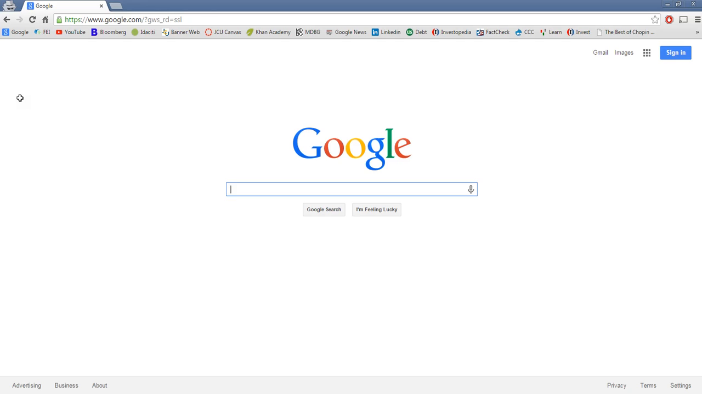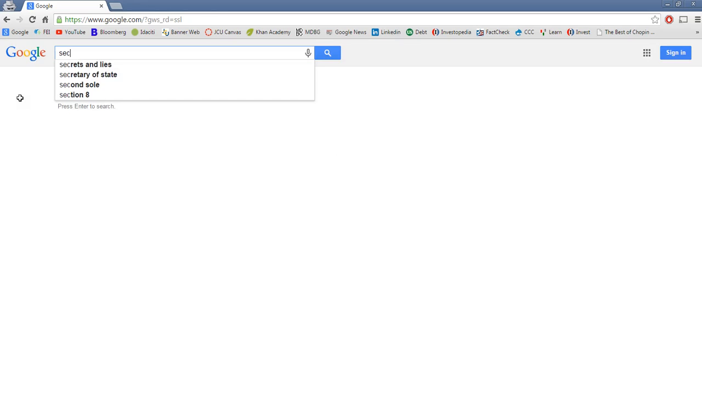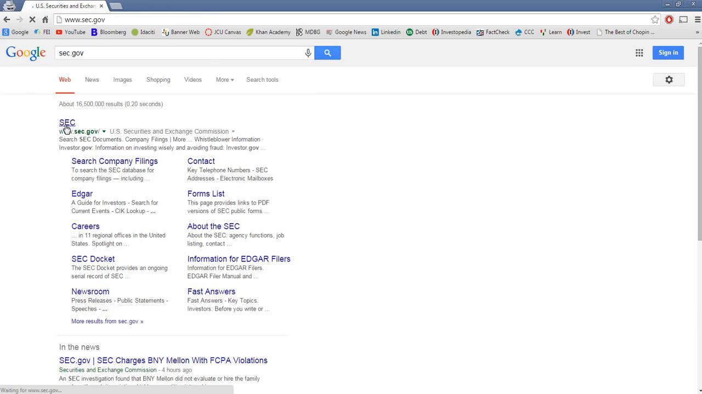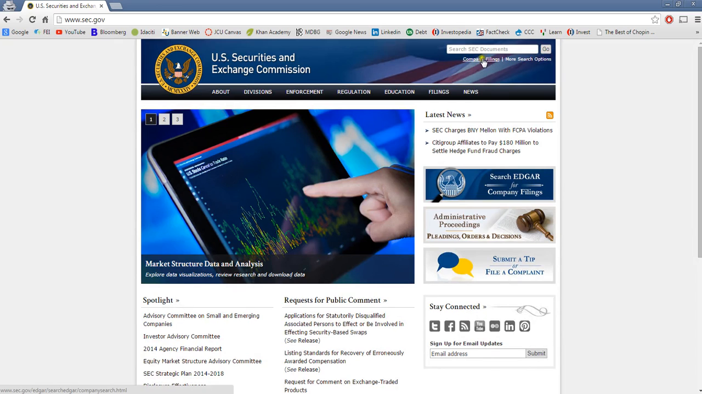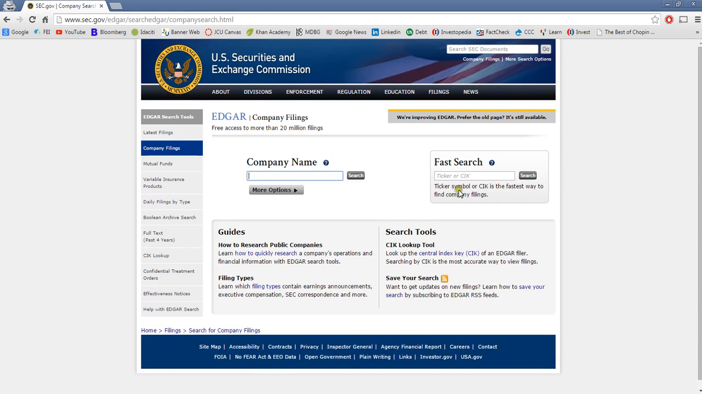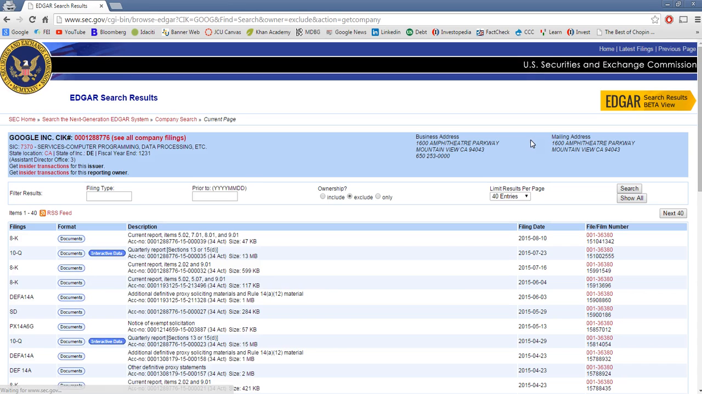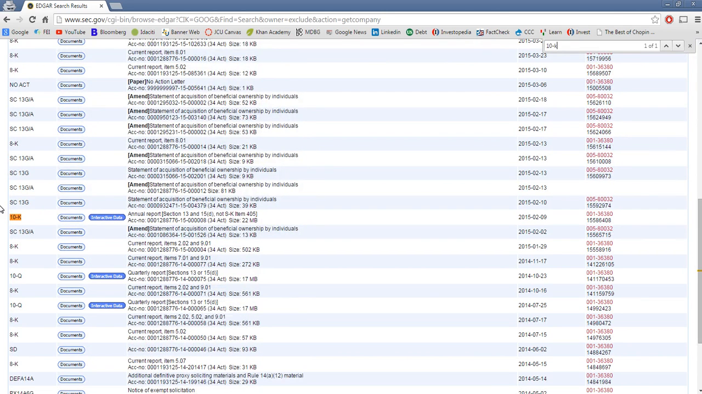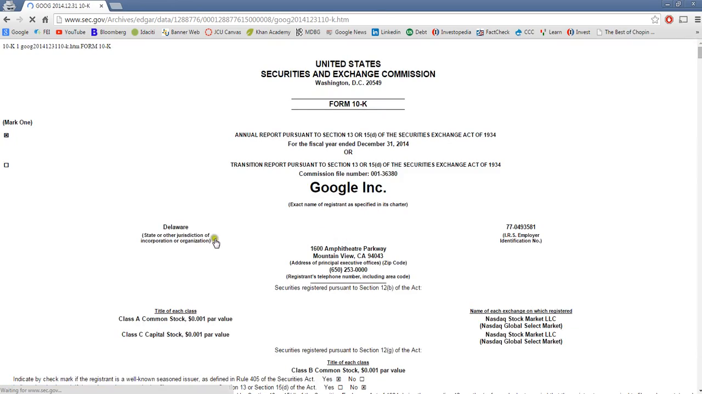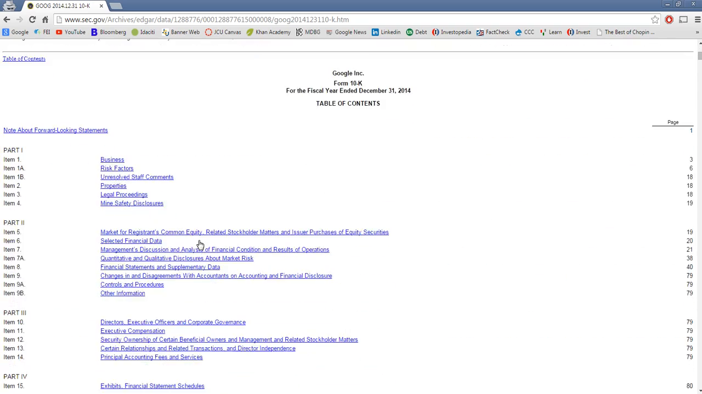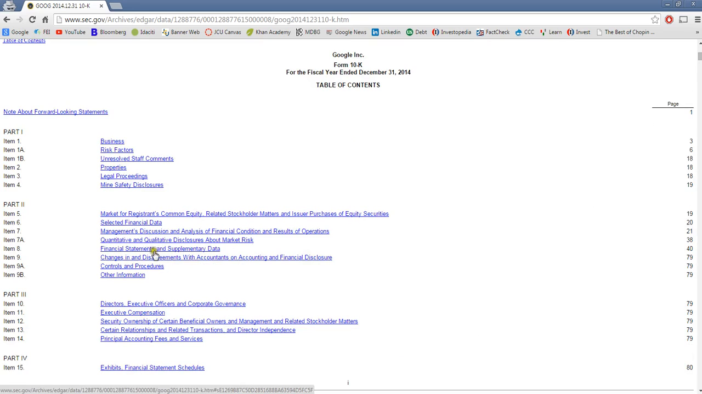So to find a company's actual financial statements, go to sec.gov, the Securities and Exchange Commission, and then this little link right here, company filings. Every company that's publicly traded has a ticker symbol. So for Google, it's GOOG. And then I'm going to go to their annual report, which is also called a 10K. Documents, go right here. And this is Google's 10K, and as you can see, there are nice little notes right here.